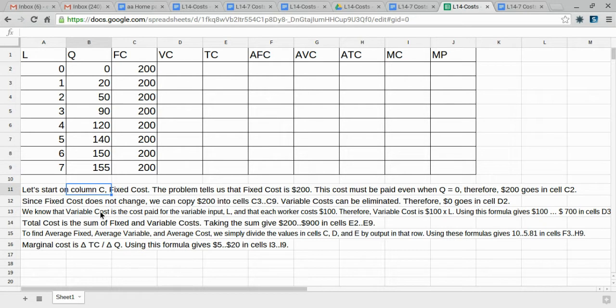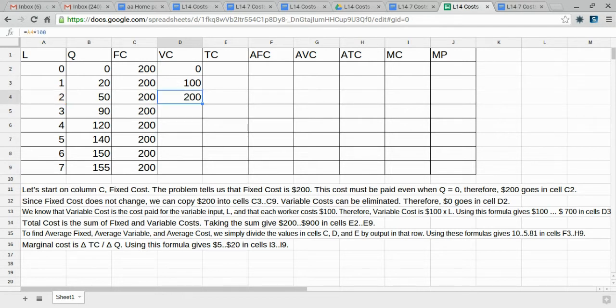We know that variable cost is the cost paid for the variable input L and that each worker costs $100. Therefore, variable cost is $100 times L. This means that when L is 0, variable cost is 0. When L is 1, variable cost is 100. Or we'll do a little formula: variable cost is the value for L times 100.